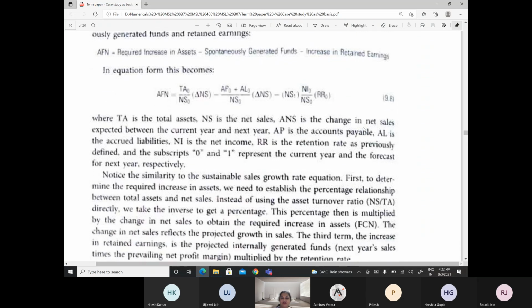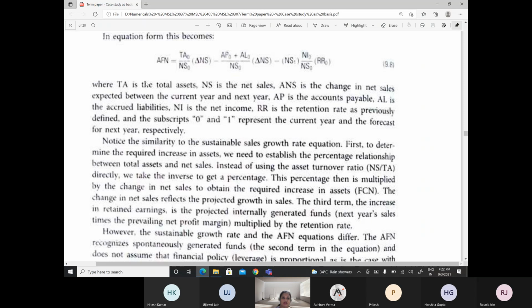So if we split this into an equation form, it will come out to be the total assets upon the initial net sales into the change in sales that you're looking at, that is the growth, minus all the accrued payables plus all the accrued liabilities upon the original sales into the growth in sales that you're looking at, minus the new sales growth into the net income upon net sales, which is basically the profit margin, into the retention ratio.